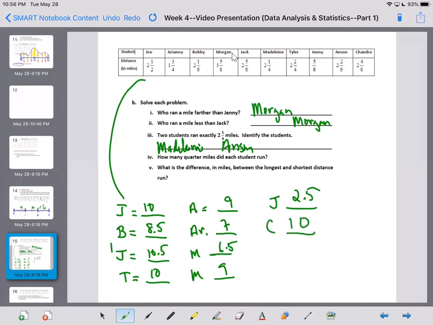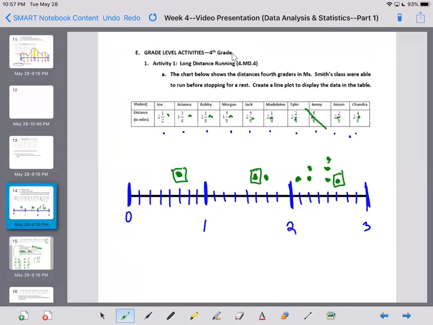So we can look at Chandra had 2 4/8, Joe had 2 1/2. Those are both the same. So we're also looking at equivalent fractions. And then we're looking at quarters. Even though we split up our line plot into eighths, we're also thinking about how many quarters would represent one whole as well.